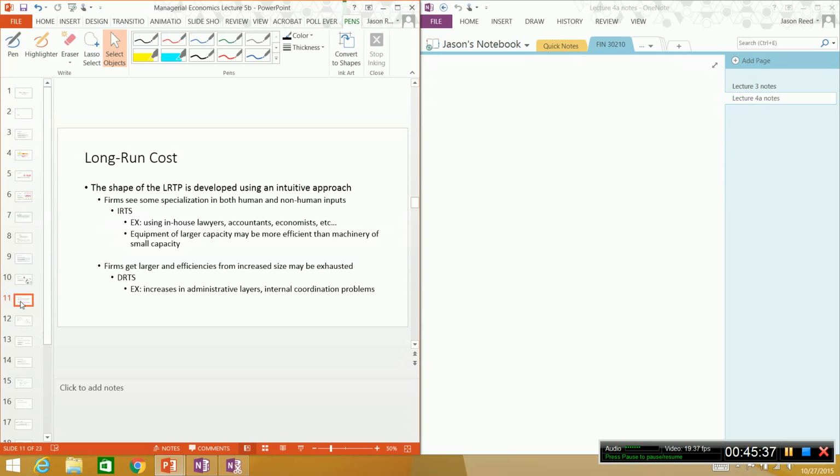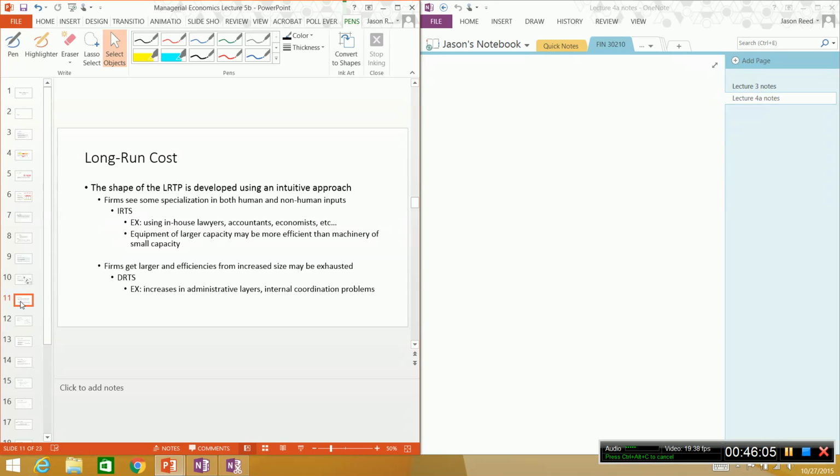One of the ways that a non-human input can essentially be productive is that generally, and this is anecdotal evidence, but this works in a lot of contexts. If we have to create electric utility or generation, it makes a lot of sense to make a bigger piece of equipment that has larger capacity. Overall, this may be more efficient than creating a machine of maybe smaller capacity.